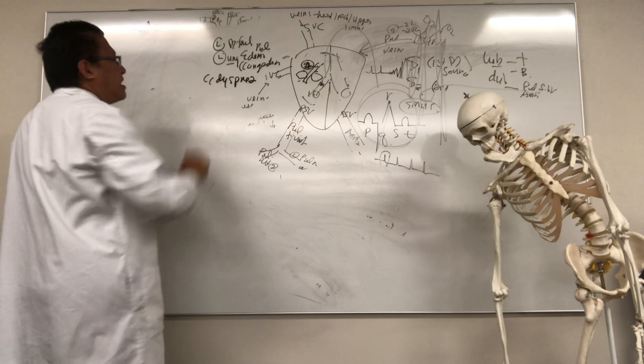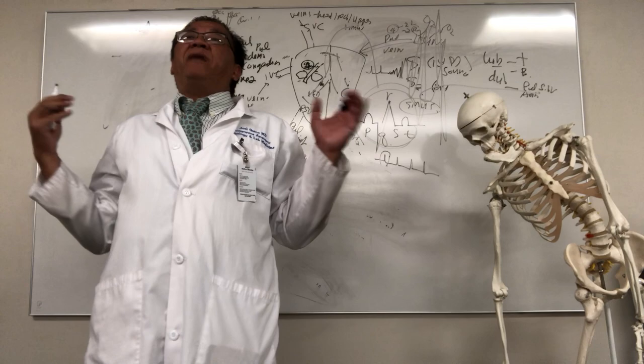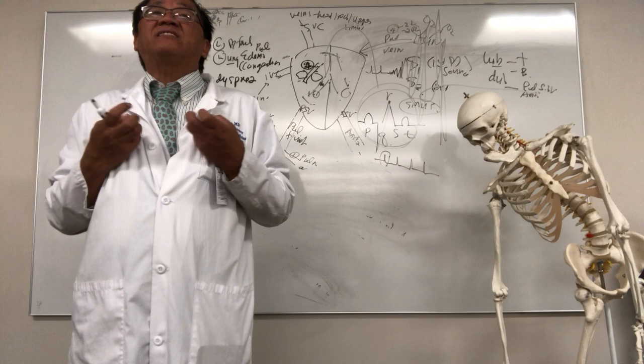Shortness of breath or difficulty of breathing. This means dyspnea. What else? Well, they have orthopnea. What is orthopnea? Okay, why? When you lie down in bed in the supine position, the fluid goes to the lung. It's filled with fluid instead of air. The air sacs cannot inflate. There is no exchange of gases. You have difficulty breathing. It's relieved by what?